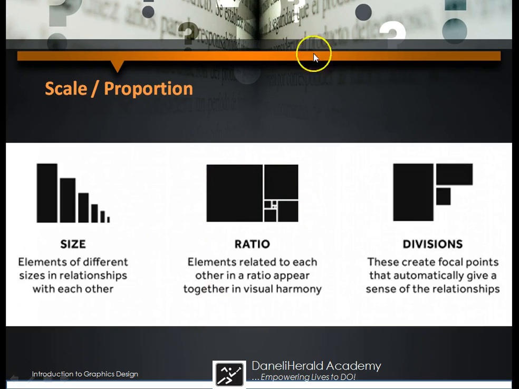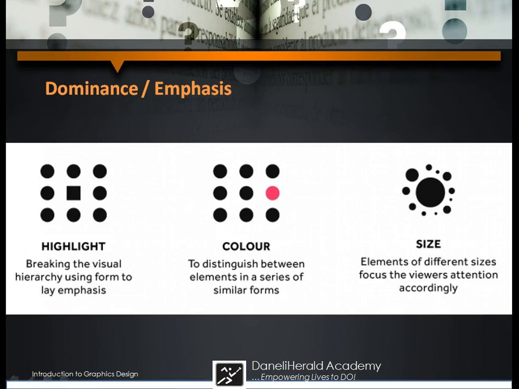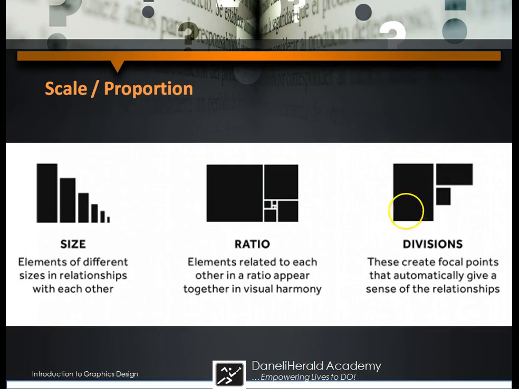The third one is divisions. These create focal points that automatically give a sense of the relationship. This is a third of this. This is a third of this. If you look at it, this is a third of this. So you will understand it more clearly as time goes on. I'm sure you will get the differences.